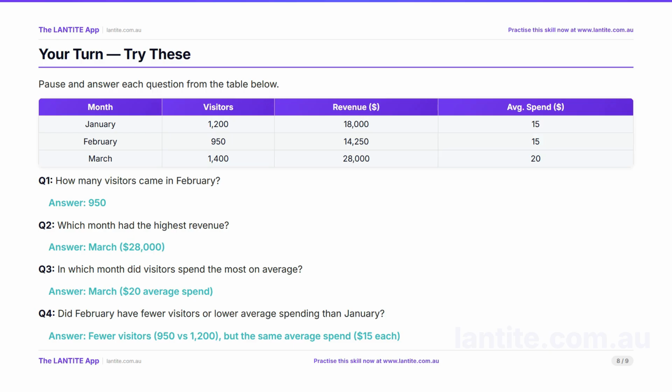Question 3. In which month did visitors spend the most on average? Look at average spend: 15, 15, 20. March again at $20. Question 4. Did February have fewer visitors or lower average spending than January? February had fewer visitors, 950 versus 1,200. But the average spend was the same, $15 each. This question tests whether you check both columns instead of assuming.